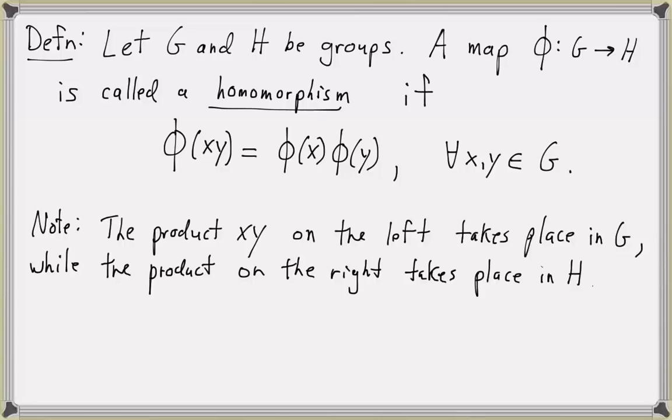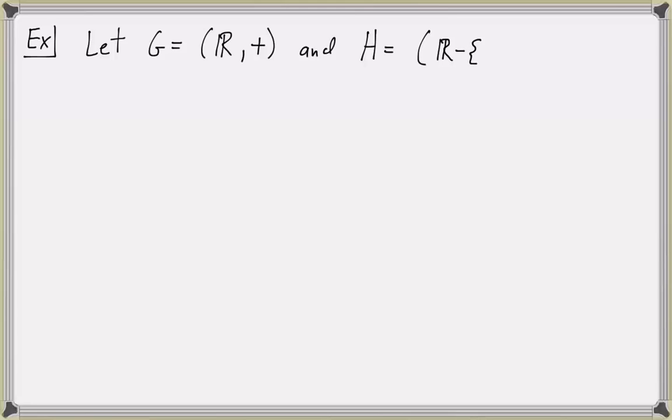So let's give an example of a homomorphism from two groups. Let's let G be the group of real numbers under addition, and let H be the group of non-zero real numbers under multiplication. So both of these are groups, and we're going to define a homomorphism from G to H.